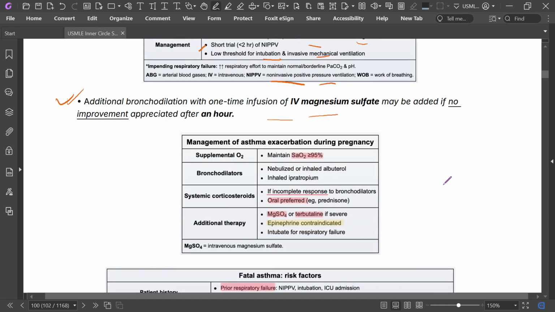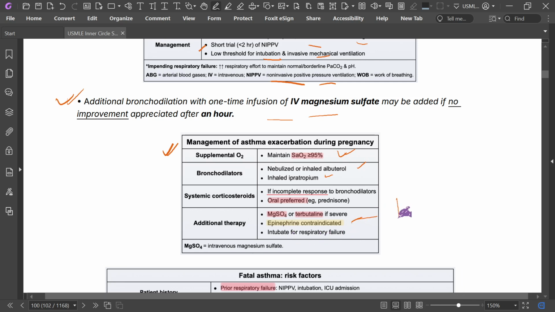Now, management of asthma exacerbation during pregnancy. Supplemental oxygen to maintain SaO2 more than 95%. Bronchodilator: nebulized inhaled albuterol and ipratropium bromide. Systemic corticosteroid if no response to bronchodilator; oral prednisolone is preferred. Magnesium sulfate or terbutaline if severe. Epinephrine is contraindicated, and intubate for respiratory failure.